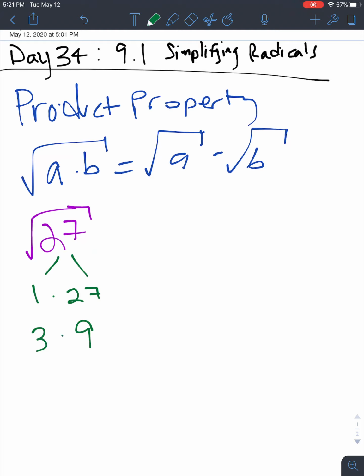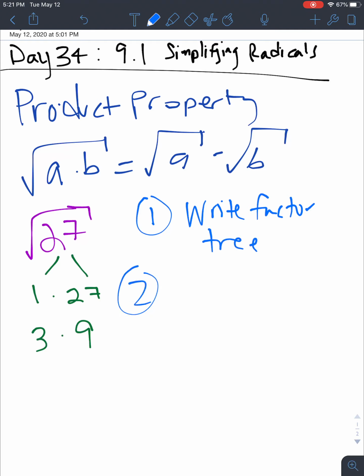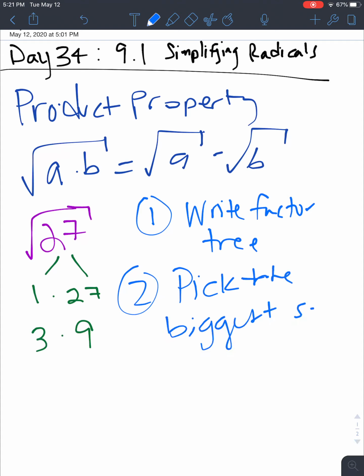So since all of these things multiply to be 27, that means 27 could be either of those things. Right? That means we could split our 27 into the square root of 3 times 9, or the square root of 1 times 27. All right, but I'm going to let you in on a little secret. Your first step in these problems is to always write your factor tree. Your second step is pick the biggest perfect square of your factors.